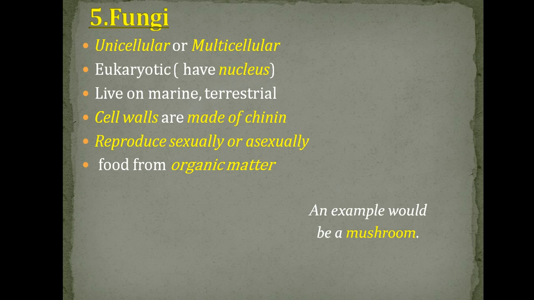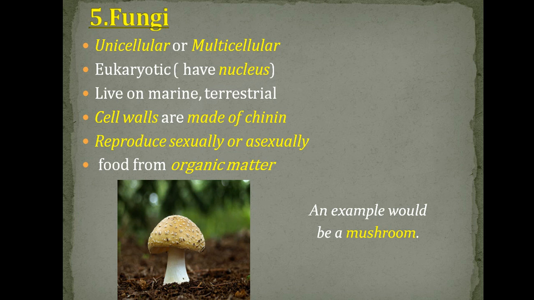An example would be mushrooms. They contain a cell wall made of chitin. They do not produce food by photosynthesis like plants. Instead, they obtain it from organic matter in their environment. They reproduce both sexually or asexually.